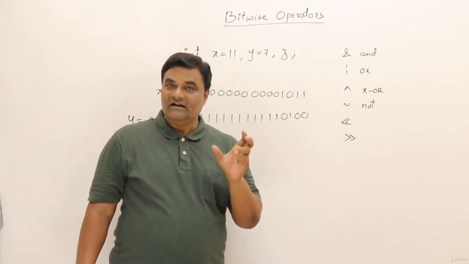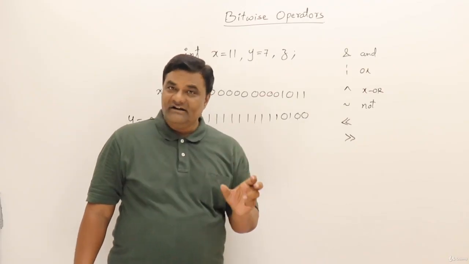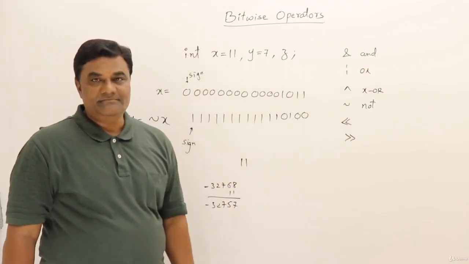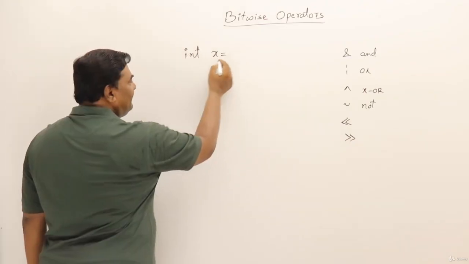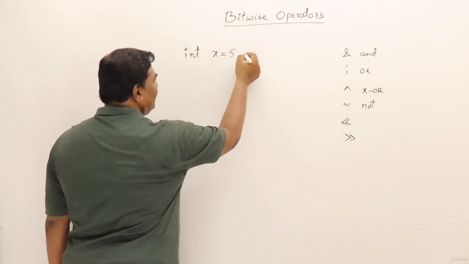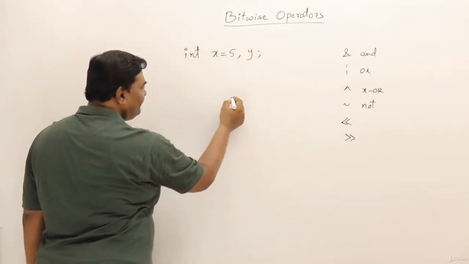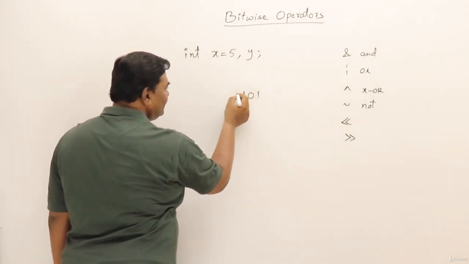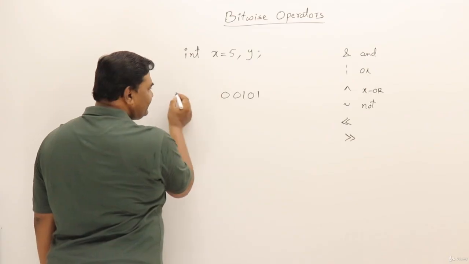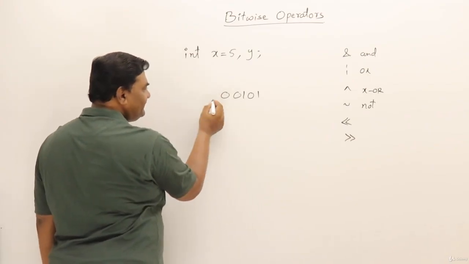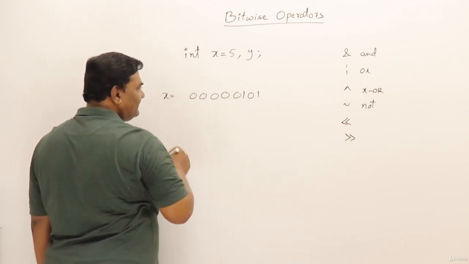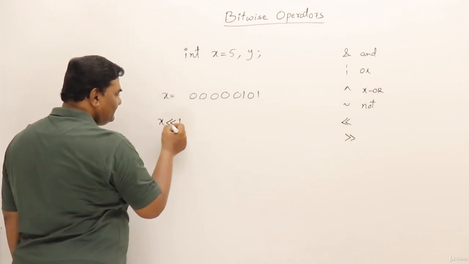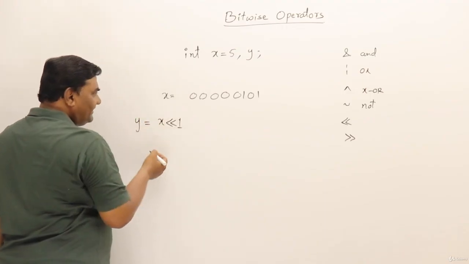If you are writing hardware-based programs or device drivers, this is useful. Now let me show what is meant by left shift and right shift. I will take the value of x as 5 and y. In binary form, 5 is 1 0 1, with all the leading bits as zeros. I will write just 8 bits here. This is x. Left shift by 1, and I want to store the result in y.